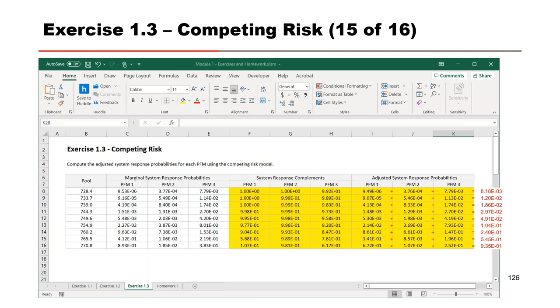When done correctly, for a given hazard level, which is pool in this case, the sum of the adjusted system response probabilities will equal the same result you will get using De Morgan's rule, just like we saw for the common cause adjustment in exercise 1.2. While the resulting total probability will be the same, how that probability is distributed between the potential failure modes will be different.